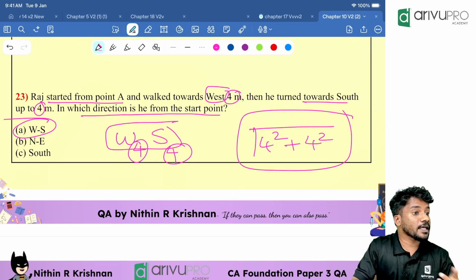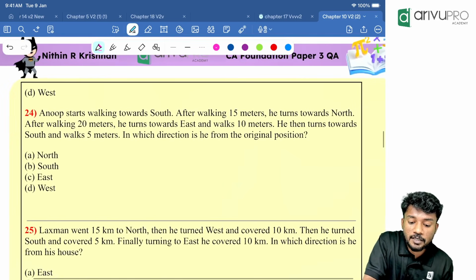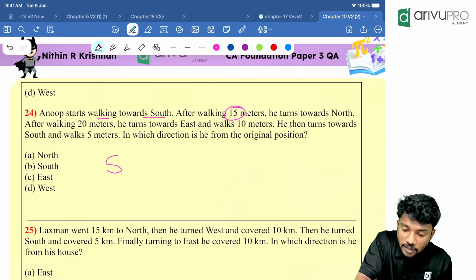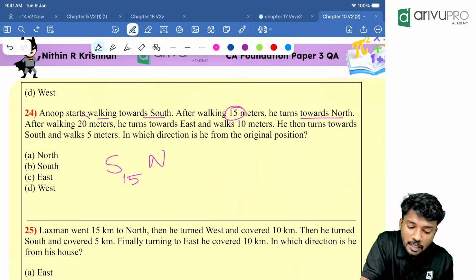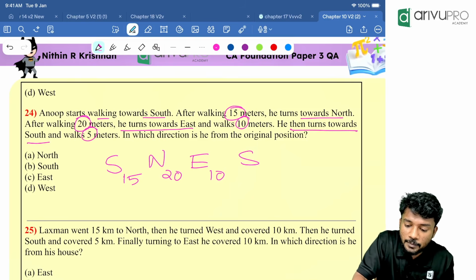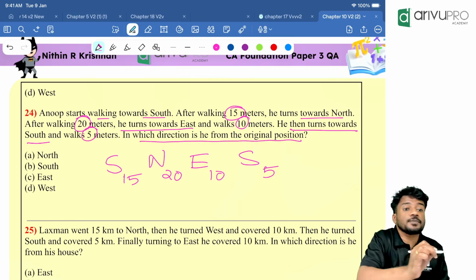Now, I'll complicate the question a little more. Look at this question. Anup started walking towards south. Initial direction is south. After walking 15 meters, he turns towards north and walks 20 meters. He turns towards east and walks 10 meters. Then he turns towards south and walks 5 meters. In which direction is he from the original position is the question.